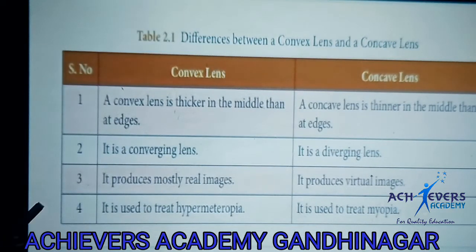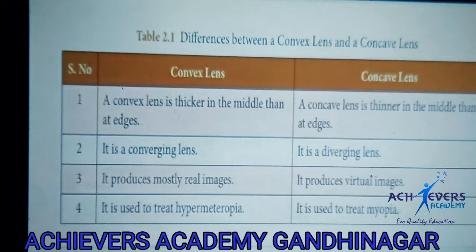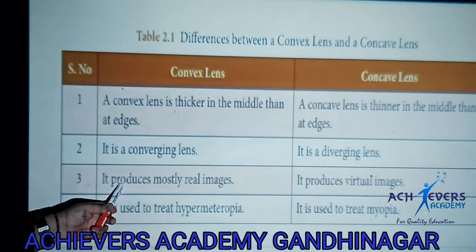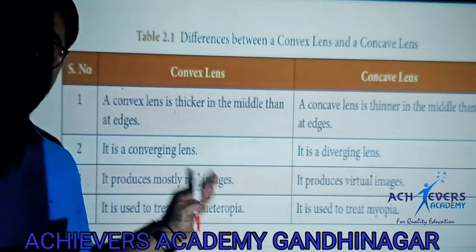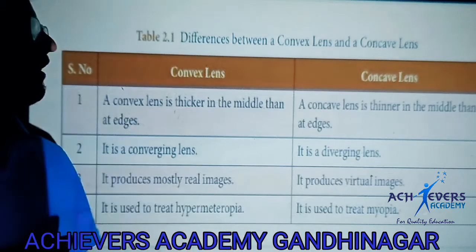You can see here that there is a proper difference. I have mentioned here a convex about the thickness, the converging point. It produces, convex क्या produce करता है, real image, okay, and virtual भी करता है लास्ट केस में. यहाँ पे सिर्फ ये क्या करेगा, virtual image.